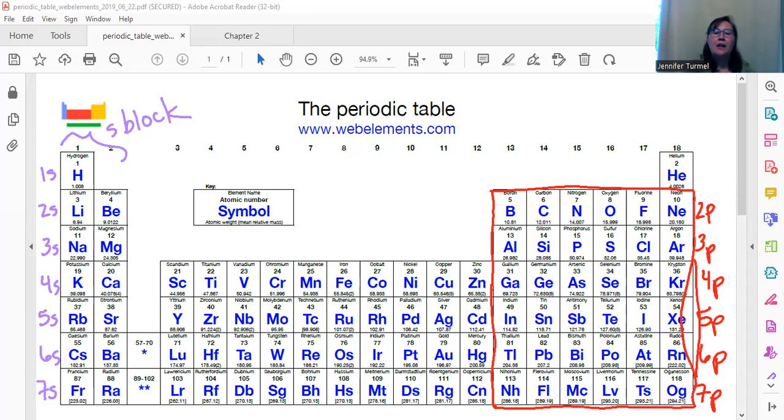Now the next one that we have right here, you can see from scandium down to lawrencium. This is your transition elements. And see how this is a 4S? So this is going to drop down, and this is going to be 3D, 4D, 5D, and 6D. So there's a drop there.